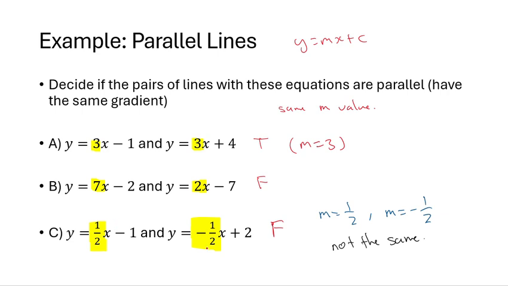Part C is a tricky one. You have to make sure that you're paying attention. y equals 1 half x minus 1 and y equals negative 1 half x plus 2. So it's false because you have m equals 1 half and m equals negative 1 half. Just remember, for it to be parallel, it must be exactly the same, okay? I should mention it's exact as well, so it can't be a sign difference. It must be the same sign as well, okay?